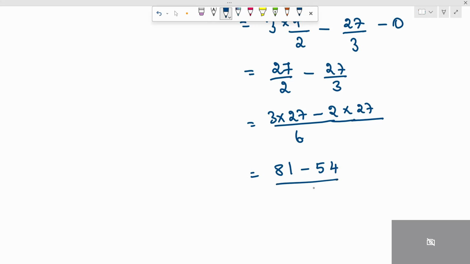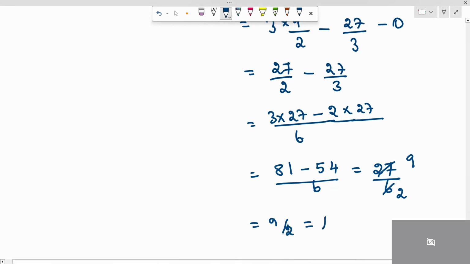54 by 6. Is equal to 81 minus 54 will be 27 by 6. Now here 3 common, 2 3s are 6 and then 9 3s are 27. So see, the answer is 9 by 2. 9 by 2 is nothing but 4.5. That's all.